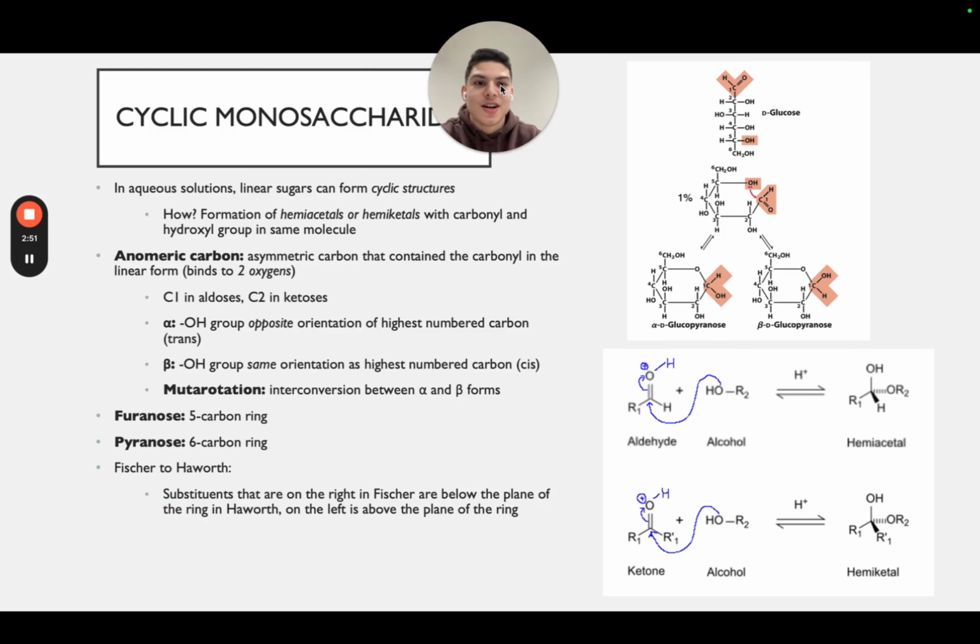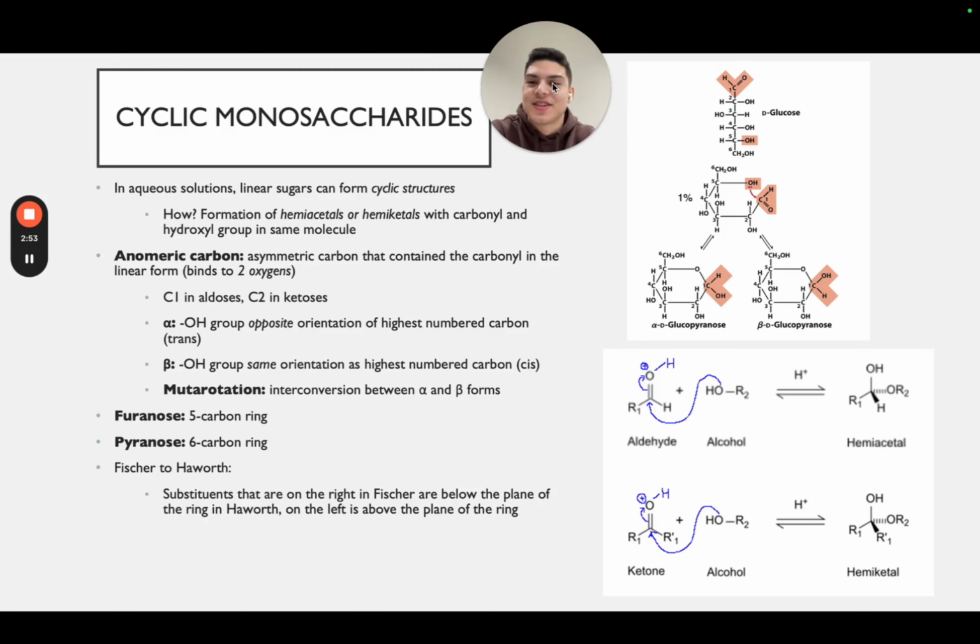So moving on to cyclic monosaccharides. In aqueous solutions, linear sugars can form cyclic structures. This is exactly why I told you to focus on that special fifth carbon. When we're showing this mechanism, this is the Fischer projection, where we're facing top down, and then we tilt it to the side, if that makes sense. And this is what we get here. We're just tilting it essentially.